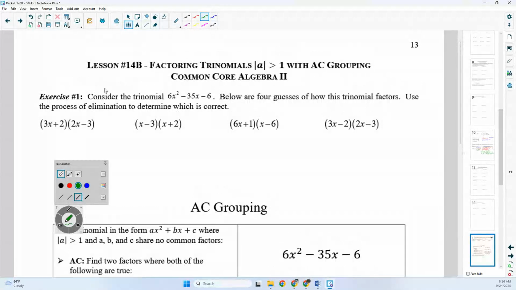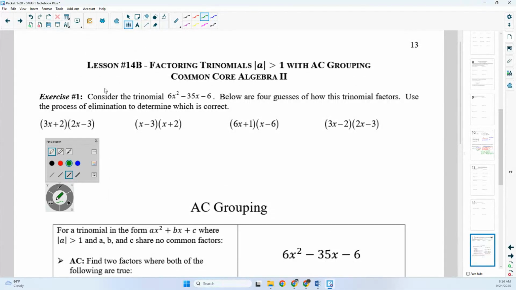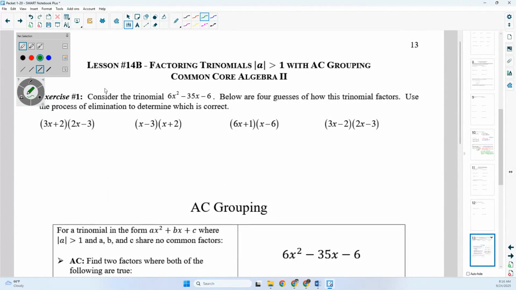So we're on page 13, lesson 14b, and we are on to another type of factoring. We're going to deal with trinomials today, where a is greater than 1, and we are not able to factor out the a value as a GCF. So we're going to start first with talking about guessing and checking and what makes sense. It says consider the trinomial 6x squared minus 35x minus 6.